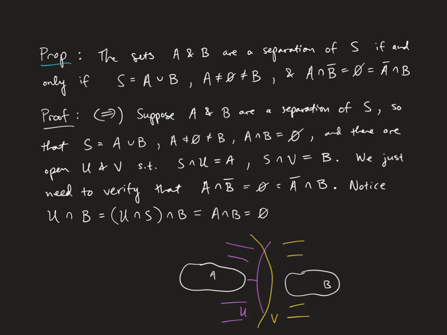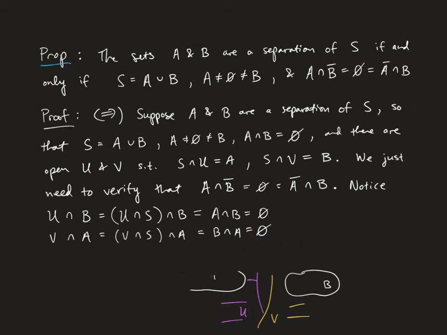Okay, so really, if you just substitute A equals S intersect U and B equals S intersect V, you can delete one of the S's, and you see that U intersect B is equal to the empty set. And then similarly, we can do a similar computation with V intersect A. So V intersect A, I can write that as V intersect S intersect A. That's B intersect A, and that is the empty set.